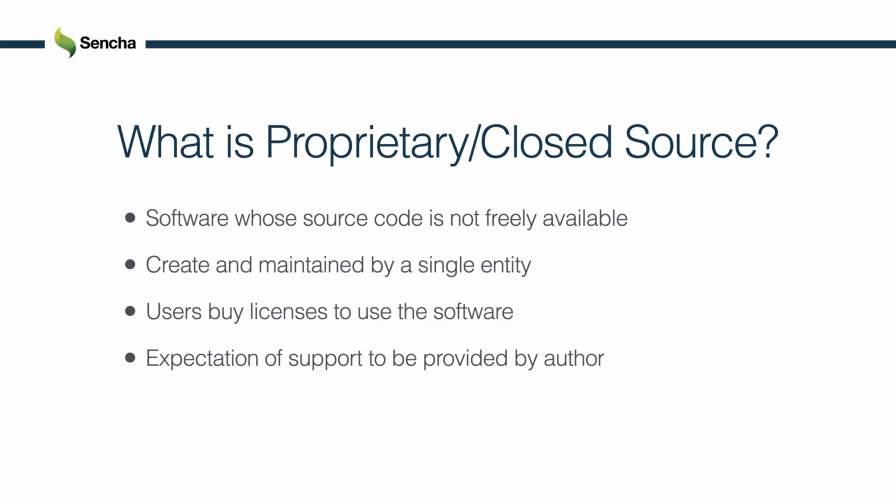So on the flip side of this, the alternative to open source software is closed source or proprietary software. This is software that is not freely available, and the source code is kept private. Things like Microsoft Office or Photoshop would all be considered closed source projects. And unlike open source projects, proprietary software tends to be created and maintained by a single entity. So there's usually a company or an individual that is backing the project and that is in control of the product direction, the code, and everything that goes along with it.